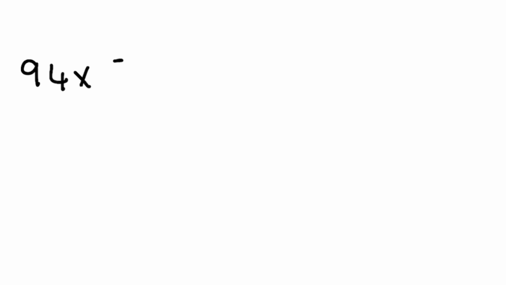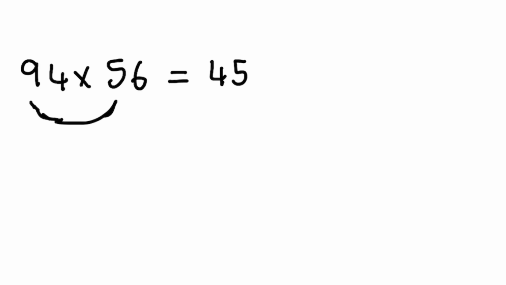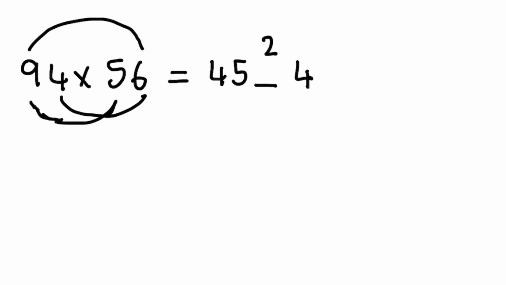So our next example is 94 times 56. So 9 times 5 is equal to 45. And then we leave a space. 4 times 6 is equal to 24. So we put the 4 at the end and we carry the 2 over. Now we do 9 times 6, which is 54, and 4 times 5, which is 20. Add them together and you have 74.